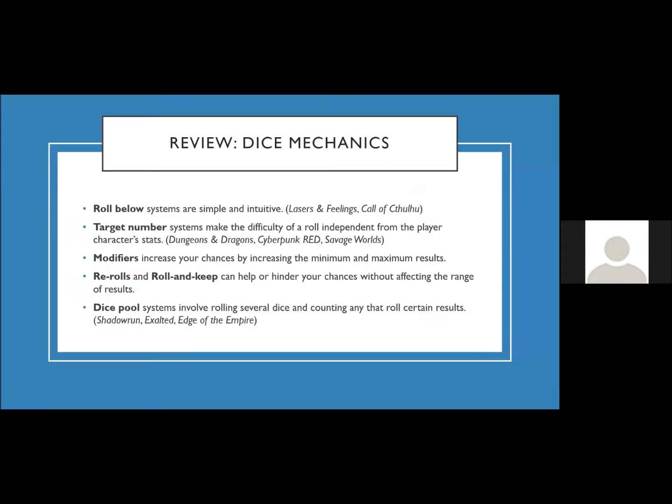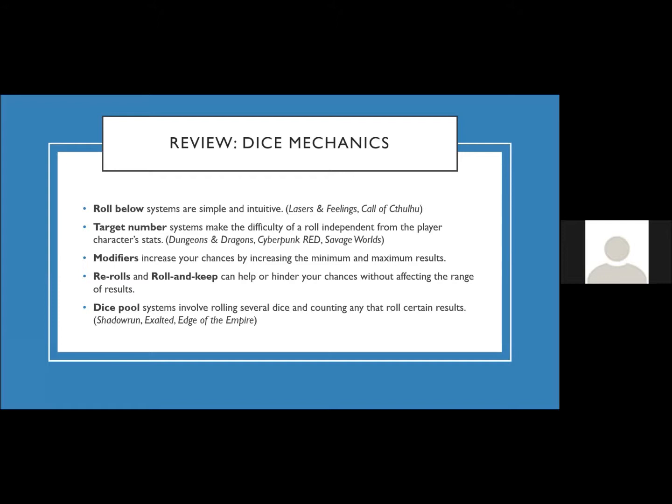So I've gone through a lot of stuff in this panel, so let me go ahead and do a bit of a recap for everyone. The simplest kind of dice system you can use in your game is a roll below system, something like Lasers and Feelings or Call of Cthulhu. In these systems, the player has a number they're trying to roll equal to or less than on a single die. There are no bonuses, no penalties, just a number. Target number systems make the difficulty of a roll independent from the player's stats. As a result, it adds a lot more uncertainty to the game and possibly a lot more excitement. The main example of this is going to be Dungeons and Dragons, but there are other systems that use this kind of thing too.